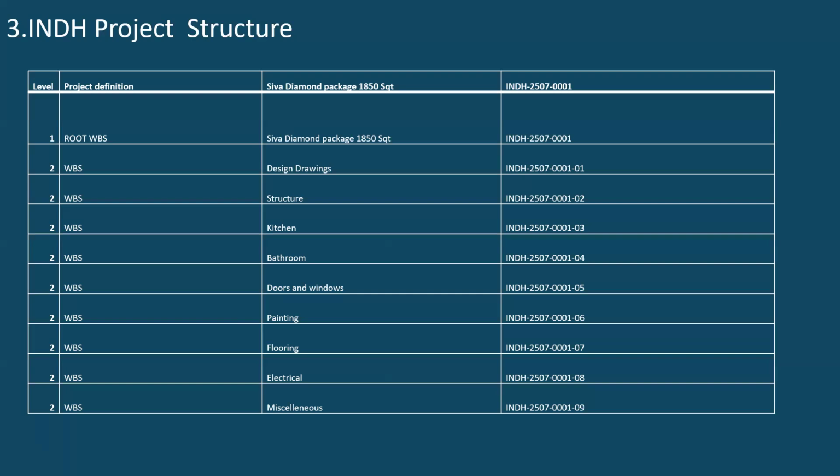For design, I will do a billing, or structure, I will do a billing, kitchen, I will do a billing. Then I should have created this WBS in such a way that my design drawing is level 2, structure is level 3, kitchen is level 4. Like that, I need to create the WBS then. Like in this case, I want to bill at the root level. So this is my billing element for which all these WBS elements I can record the cost, and the billing will be done at root WBS only.